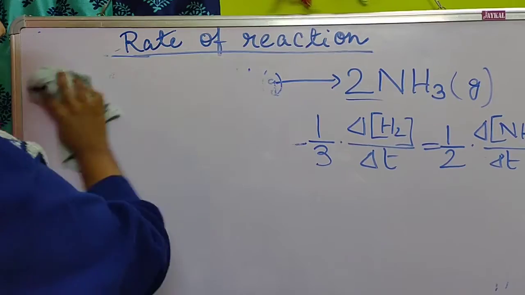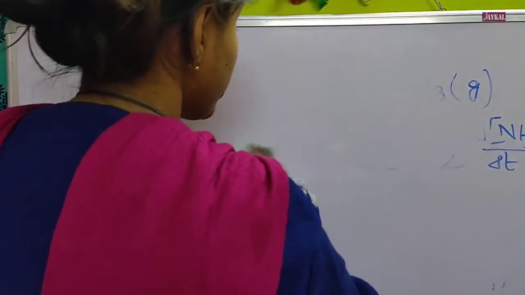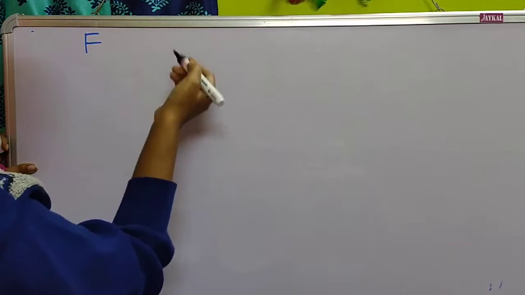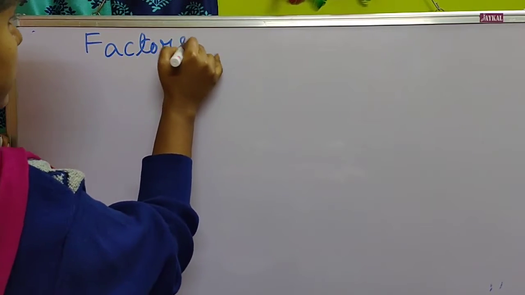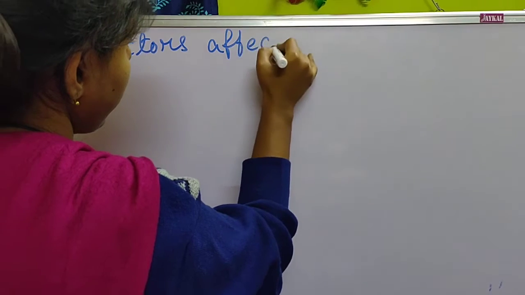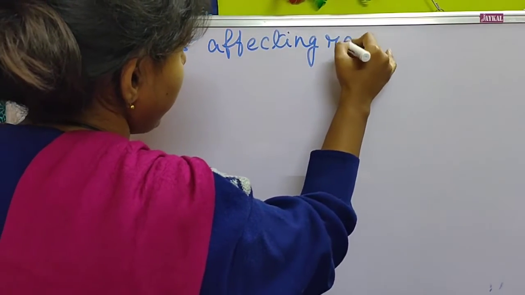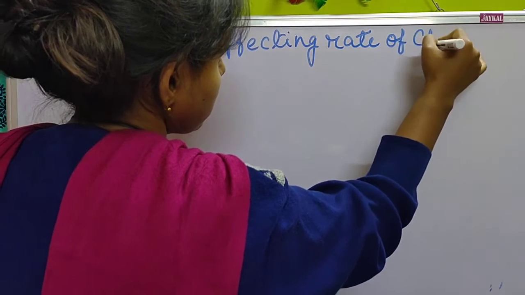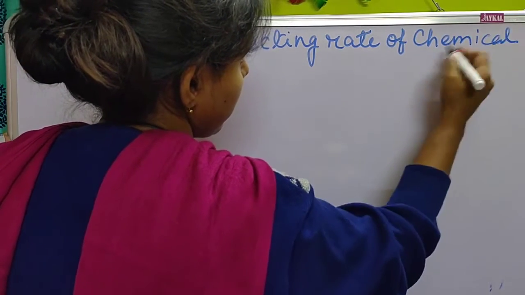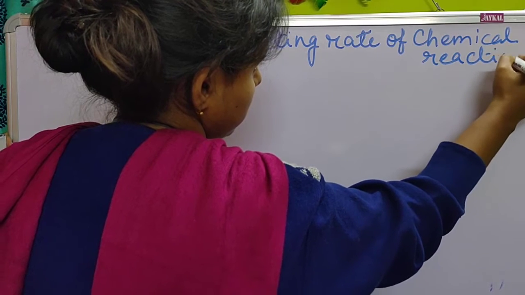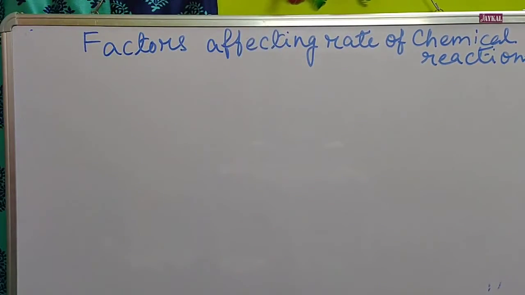topic is what are the factors which have an effect on the rate of chemical reactions. Factors affecting the rate of chemical reaction. So what are the factors? One by one I am discussing.